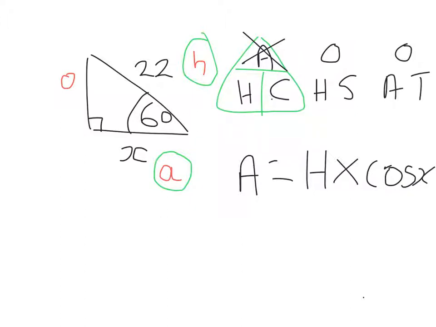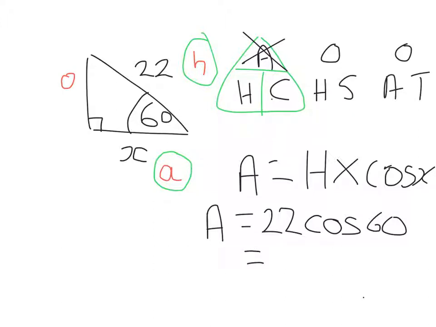So I've got A is equal to hypotenuse is 22 times cos of my angle, which is 60. If I put that on my calculator, 22 times cos of 60, I get 11. And that would be centimetres.